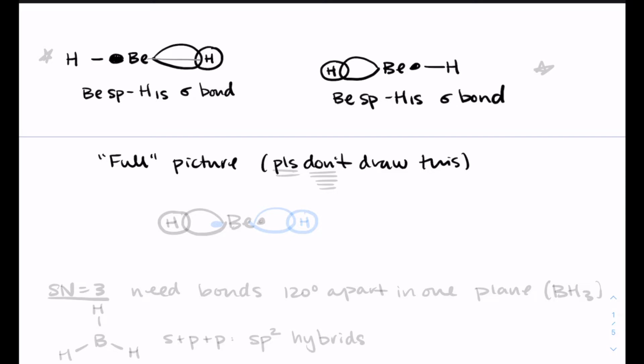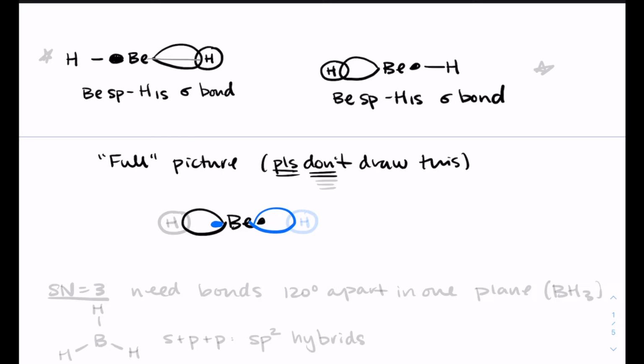So we will not draw this full picture. Please don't draw this full picture. But I wanted to just remind you that this exists. Okay, we'll come back for the leftover p orbitals in a little bit. Let's set up steric number 3.